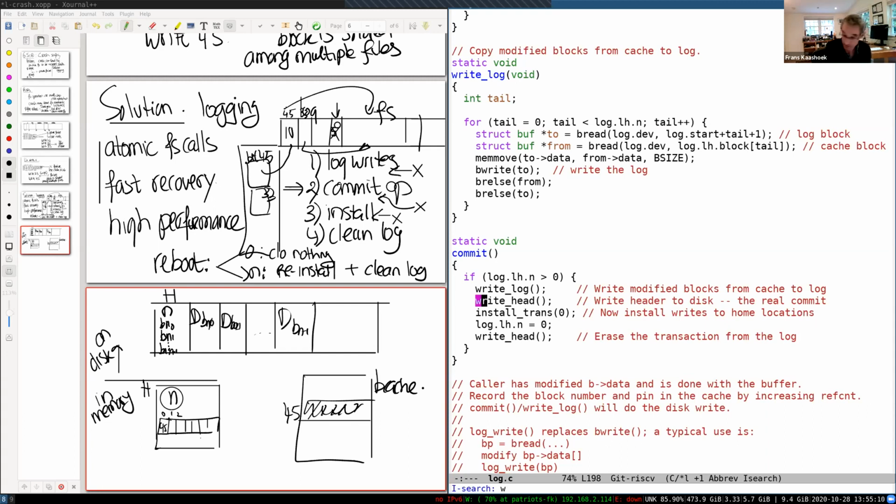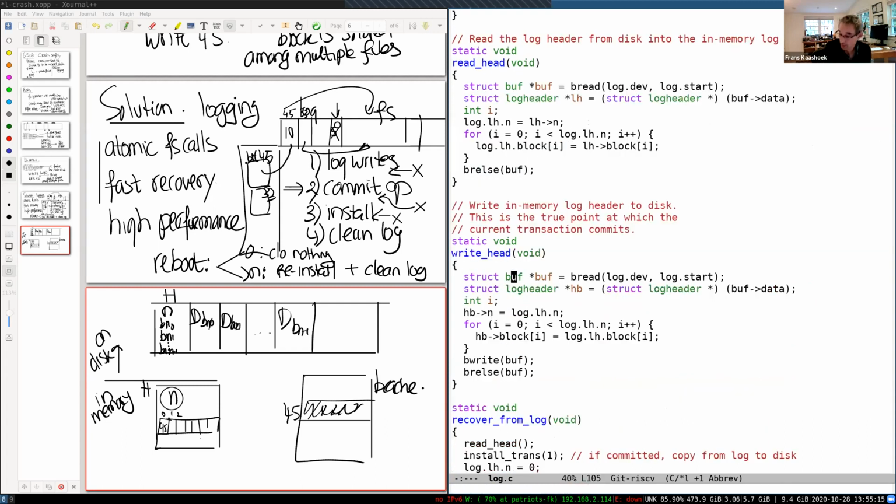So let's look at write head. That write head is what I called earlier the commit point. It's straightforward: it reads the header block from disk, which is probably sitting in the buffer cache, copies this n into that block, puts all the block numbers into that array, and then writes that particular block. So this is this B write. Is that the commit point? If a crash happens before this B write, what happens then?